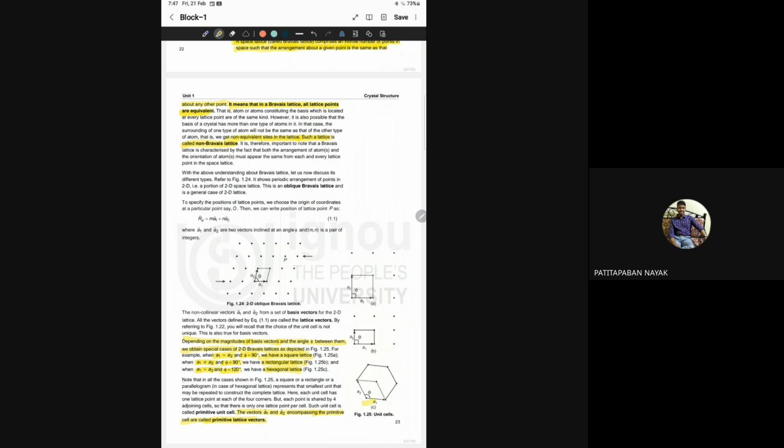Now, we try to understand from here. Note that all the cases shown in the figure, a square or a rectangle or a parallelogram, represent the smallest unit. The important factor is the smallest unit that may be represented to construct a complete lattice. Here each unit cell has one lattice point at each of the four corners, but each point is shared by four adjoining cells. So there is only one lattice point per cell.